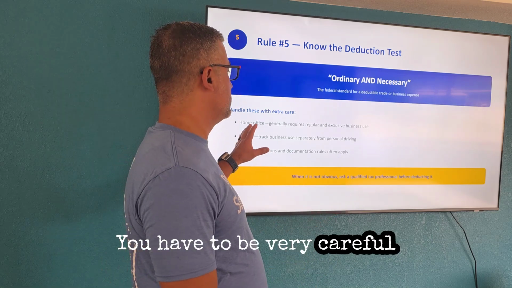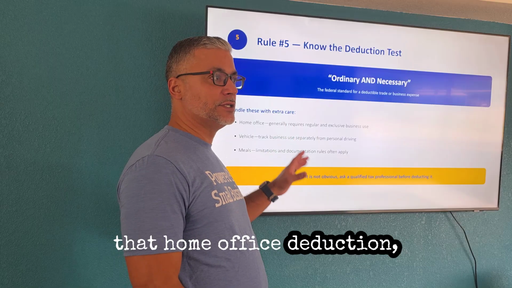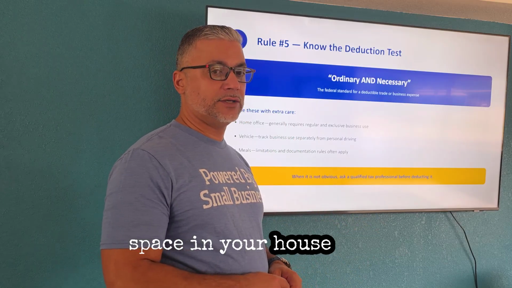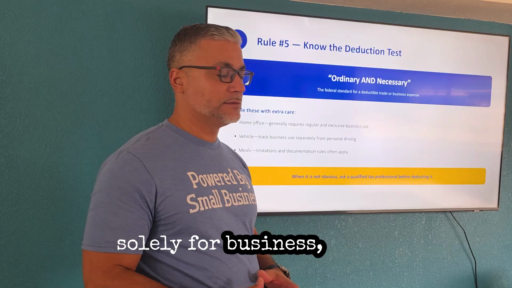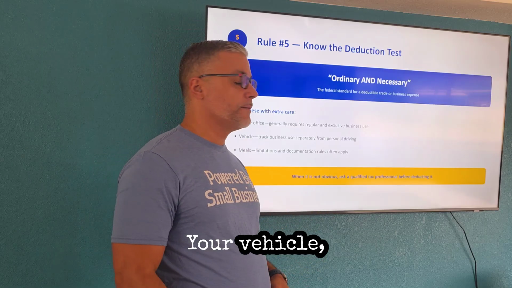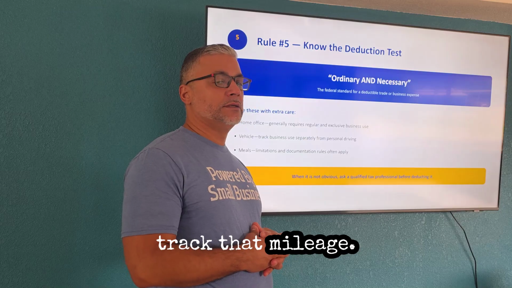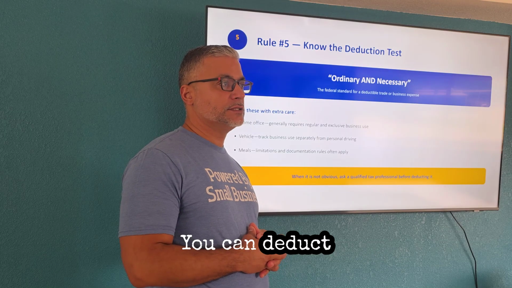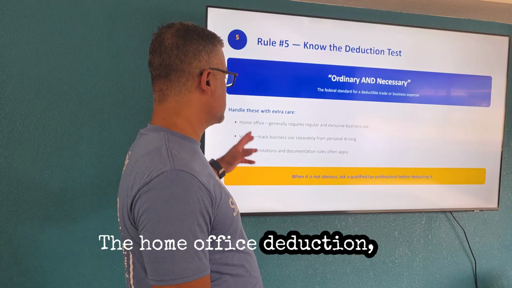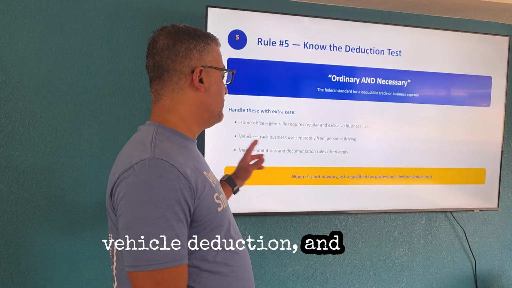So you have to be very careful about when you're taking that home office deduction. Are you designating an actual space in your house used solely for business? If so, you're able to take that deduction. Your vehicle, track that mileage. Only business mileage. You can deduct business mileage. That's a great deduction for business owners. The home office deduction, the vehicle deduction, and meals.